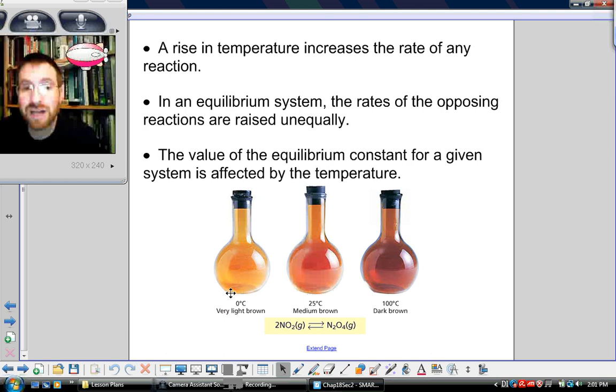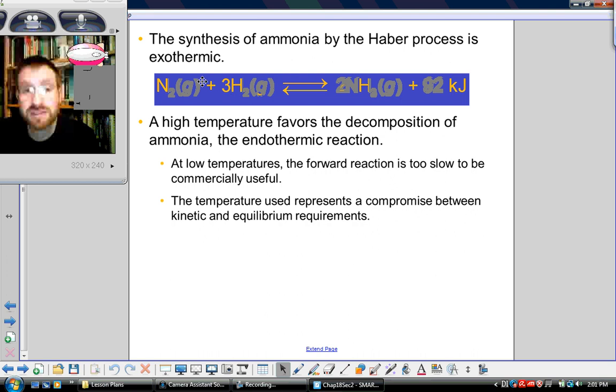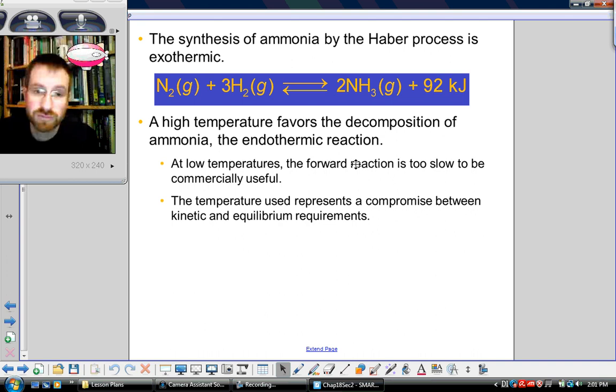This means the value of the equilibrium constant for a given system is affected by temperature. This is the only thing that really will affect the equilibrium constant. The synthesis of ammonia by the Haber process is exothermic. A high temperature favors the decomposition of ammonia, in other words, towards those reactants, the endothermic reaction.